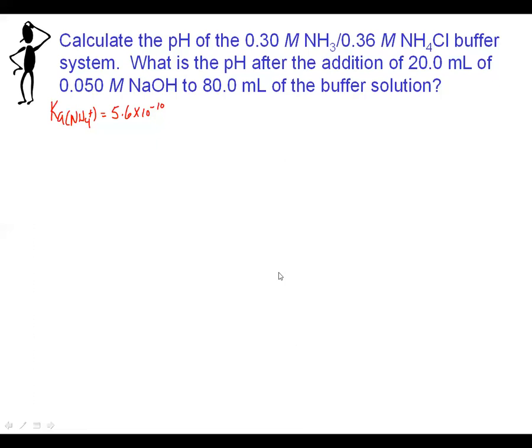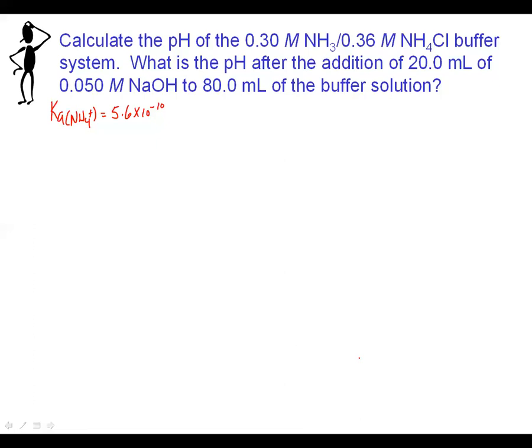Okay. All right. So we're going to continue lecturing, and we're going to continue here with buffers. So we're on this example here. Why don't you take a few minutes and work through this. We're looking for two answers here. First, what is the pH of this buffer to begin with. And the second answer is, after we have that buffer, what is the pH after we add 20 milliliters of 0.05 molar sodium hydroxide?